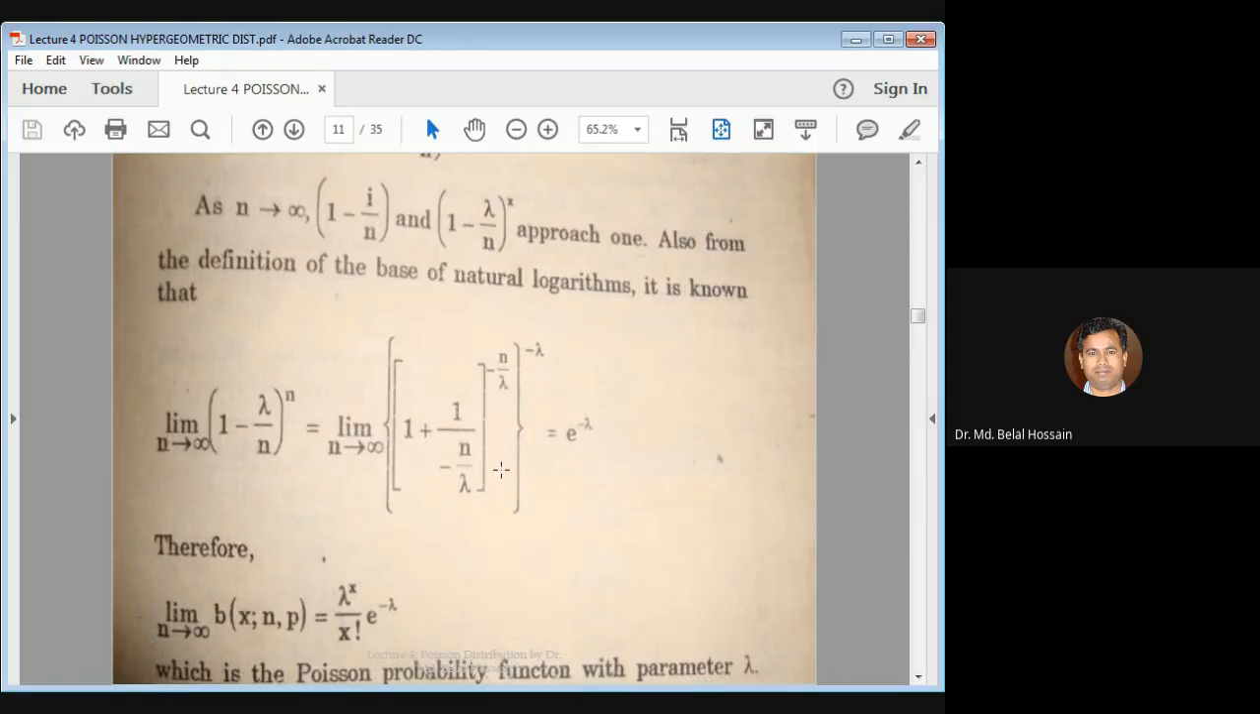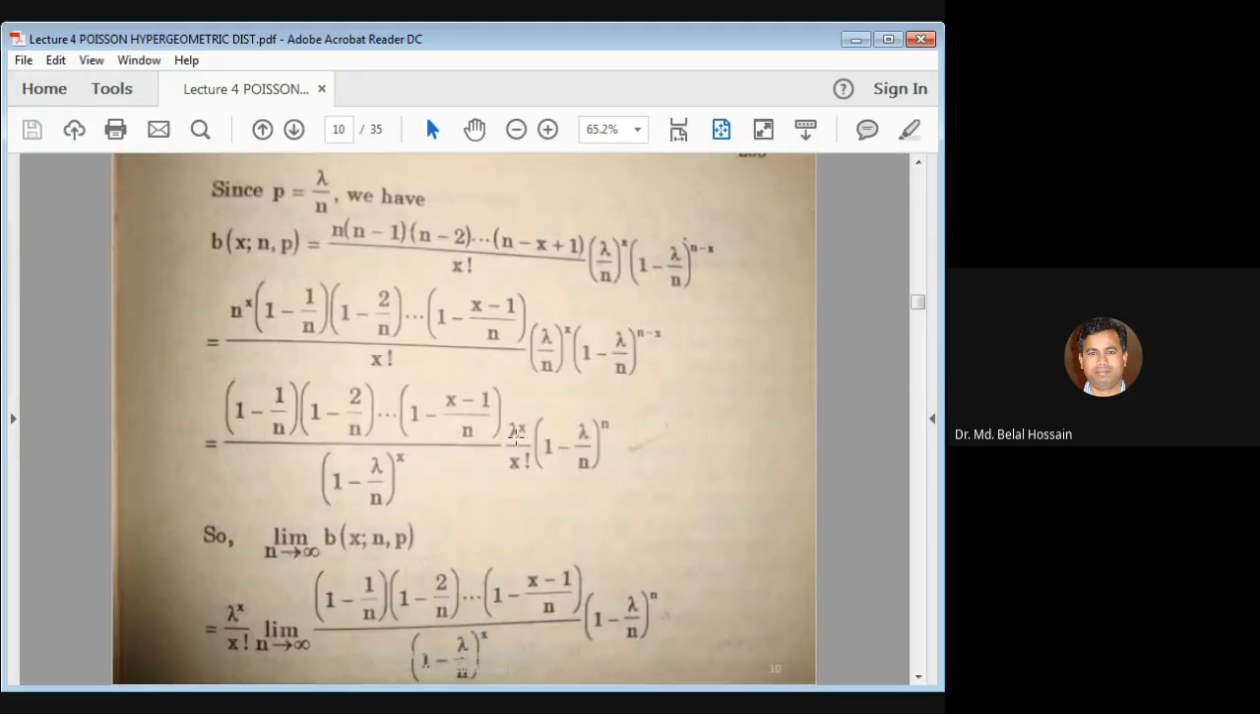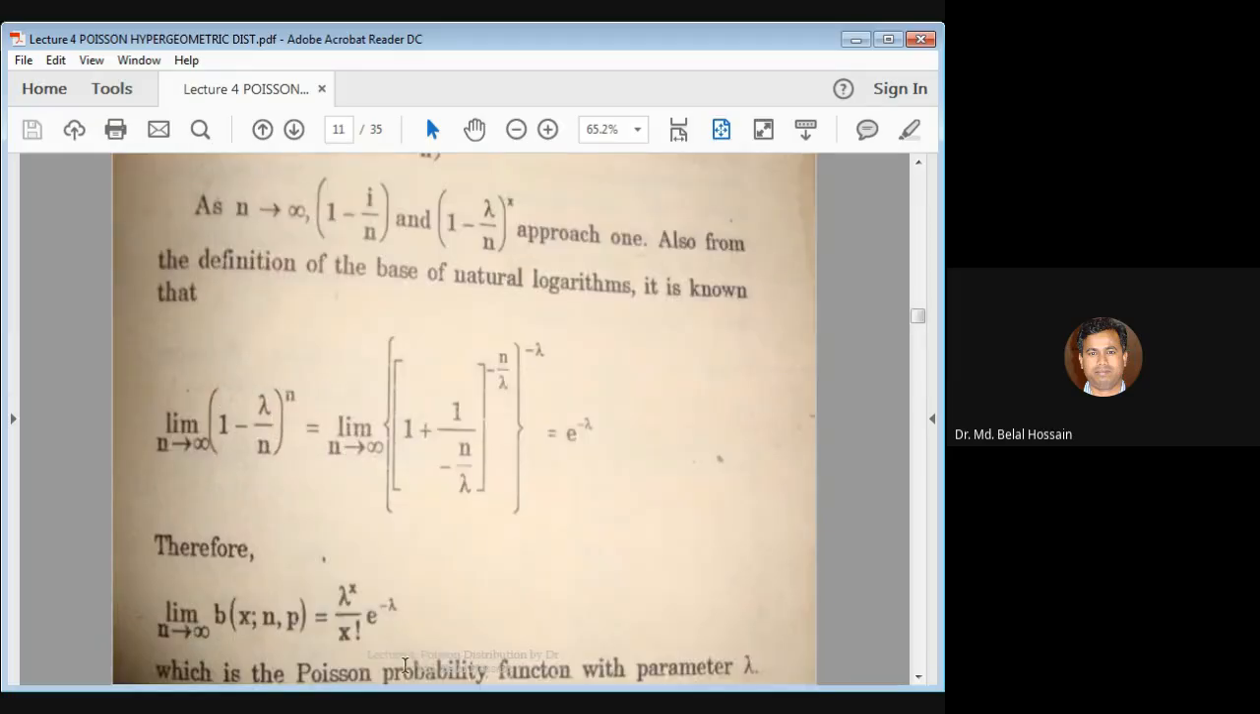So what we got, that left hand side equals the binomial distribution when you take n tends to infinity. Then we had lambda to the power x by factorial x. Okay, lambda to the power x by factorial x. Then we had in the numerator this term, so this equals e to the power minus lambda. So this is nothing but the Poisson probability function.